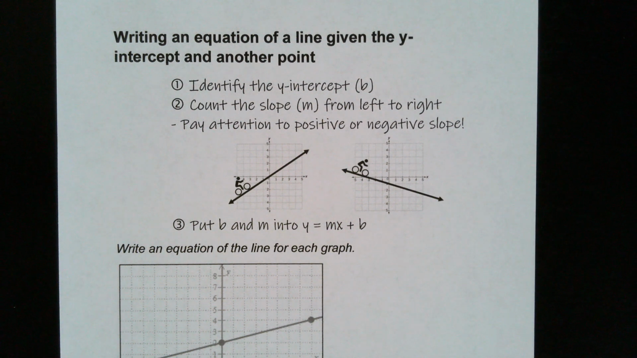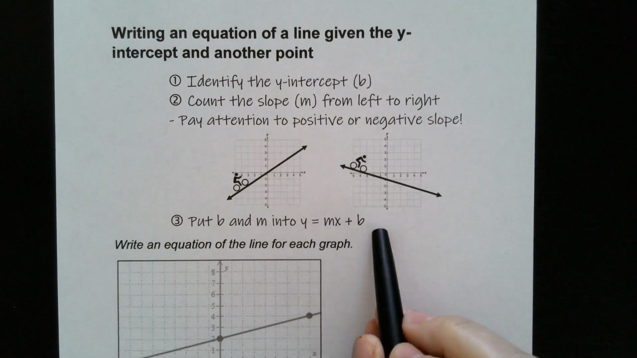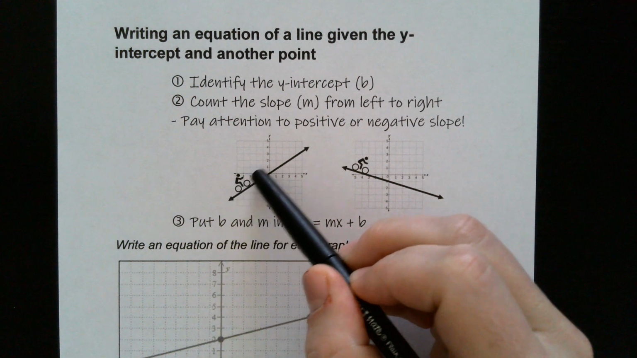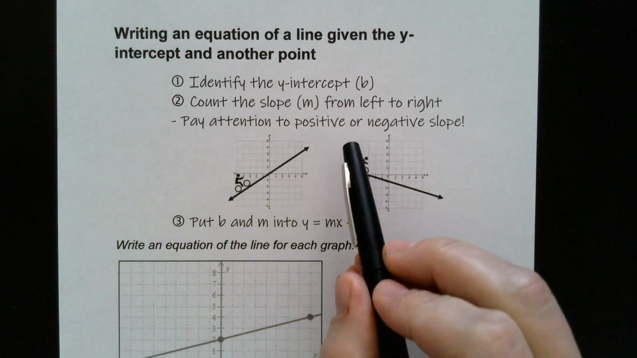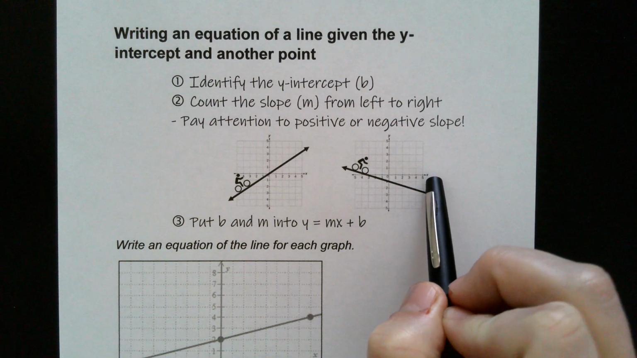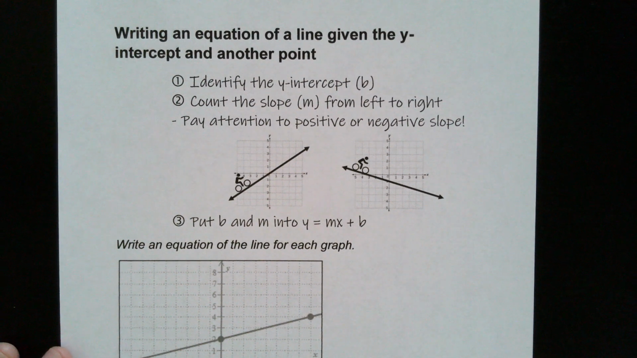In this video, we're going to be writing an equation of a line given the y-intercept and another point on the graph. Okay, so to do this, we're going to first identify where the y-intercept is. That's going to be our b in y is equal to mx plus b. Okay, and then we can count the slope. Remember, if it moves up as you're going from left to right, it's a positive slope. If it moves down as you're going from left to right, it's a negative slope. Okay, so we'll count the slope and figure it out based on what we count.